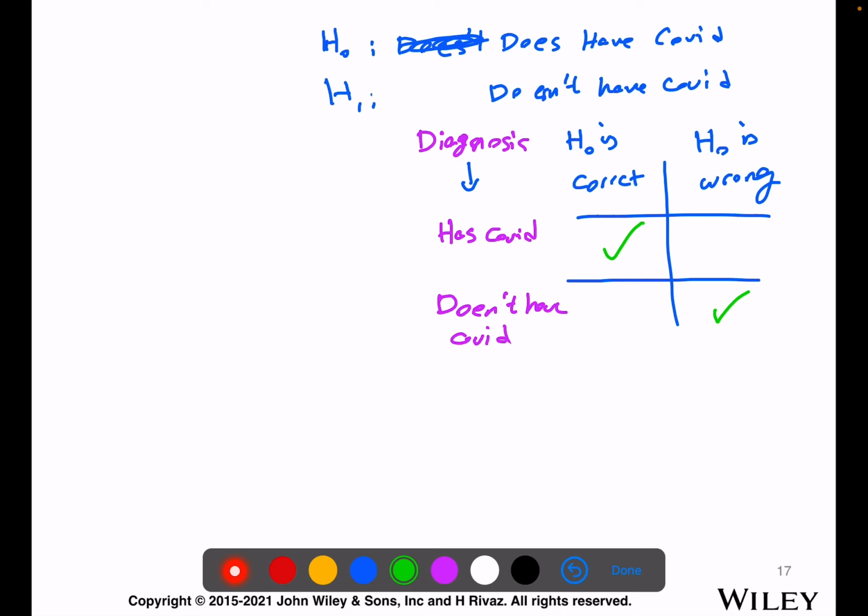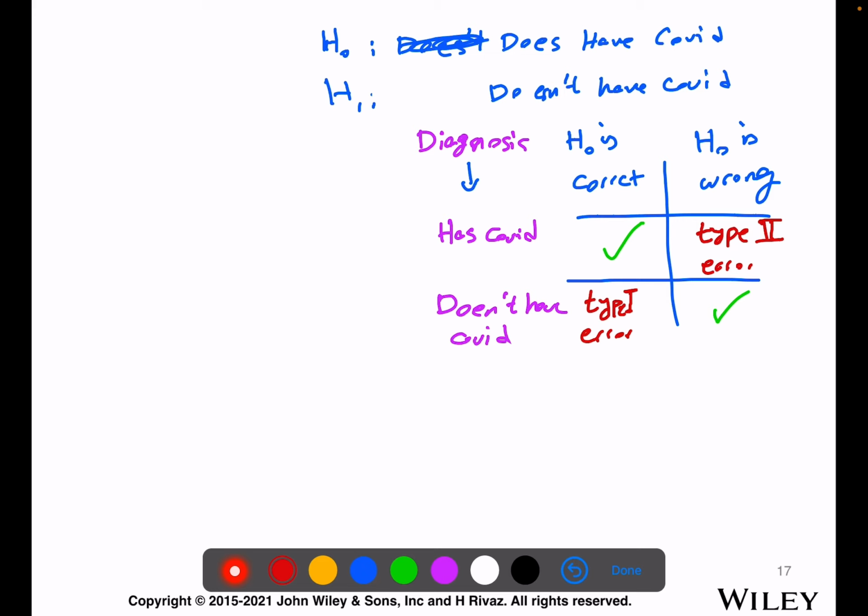So this one is type 1 error, and this one is type 2 error. Right? I think this is easier to understand. Any questions?